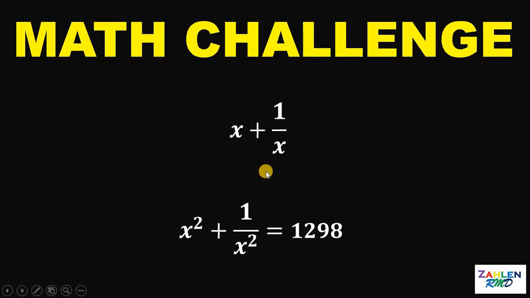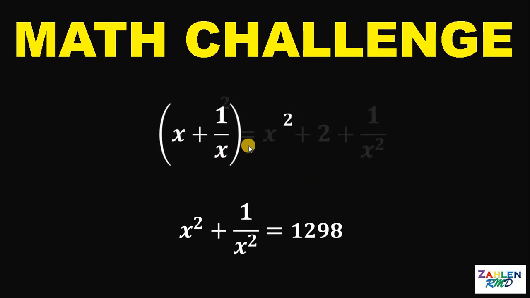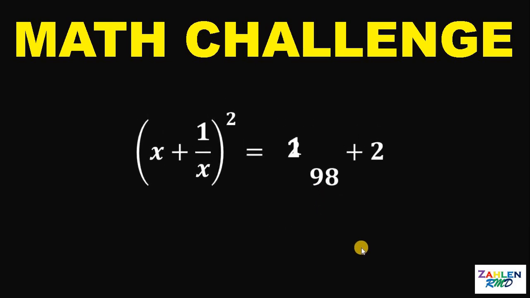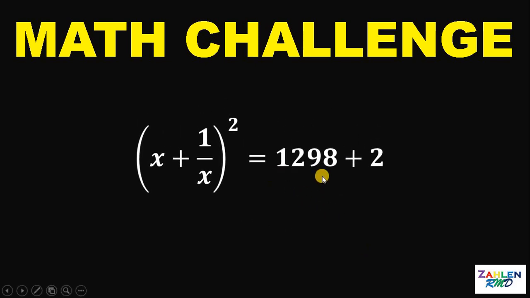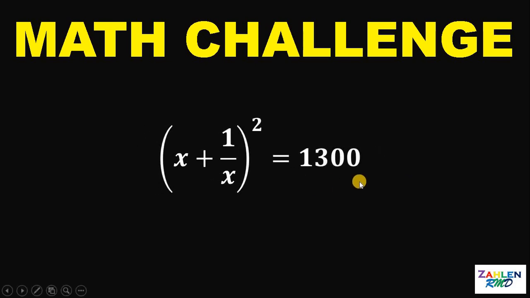Now, let's square this expression. If we do that, we get x squared plus 2 plus 1 over x squared. Rearrange some terms a little bit. And take note that we have a value for x squared plus 1 over x squared. This is just 1,298. Now, 1,298 plus 2 is just 1,300.